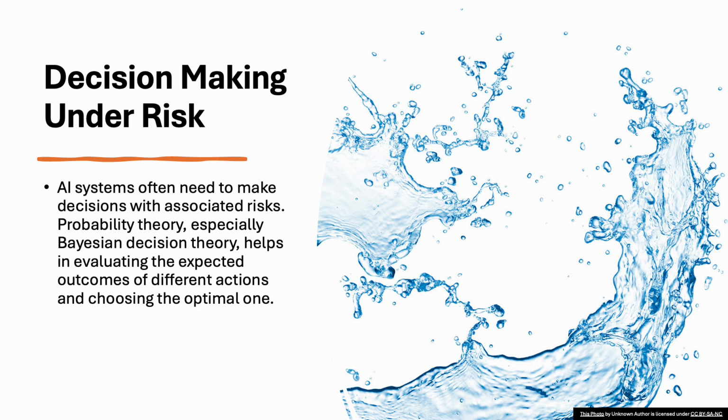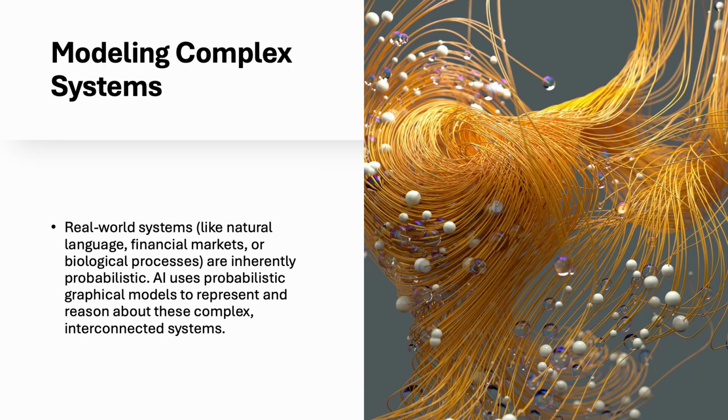Decision making under risk. AI systems often need to make decisions with associated risks. Probability theory, especially Bayesian decision theory, helps in evaluating the expected outcomes of different actions and choosing the optimal one.